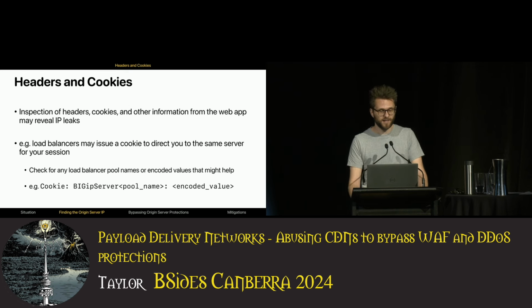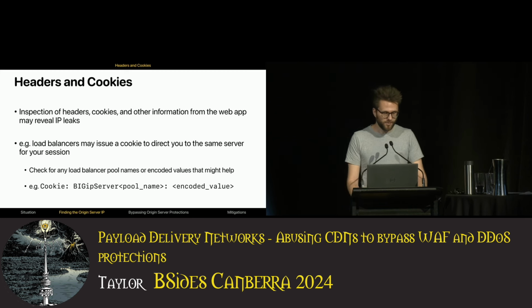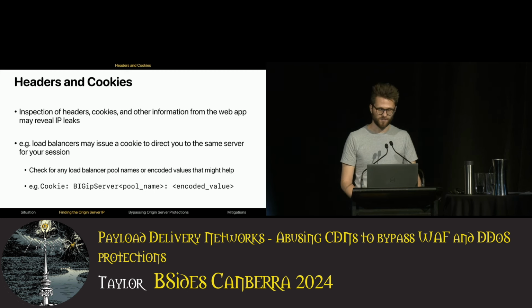Surprisingly, inspecting the headers and cookies and other information in the web app can reveal IP leaks. For example, a load balancer may issue you a cookie directly to make sure that you go to the same server for your session, but sometimes the names may include public IPs or more disclosure than you might expect. An example of this is F5 BIG-IPs giving you a server IP. Sometimes in the pool name, if the admin set it up that way, you may get a public IP, or maybe encoded values you may be able to take a look at and see if you can find something, depending on the product.